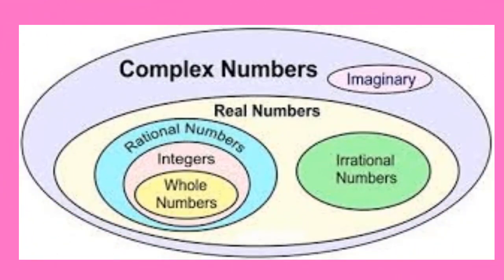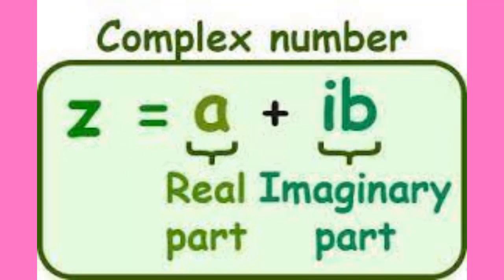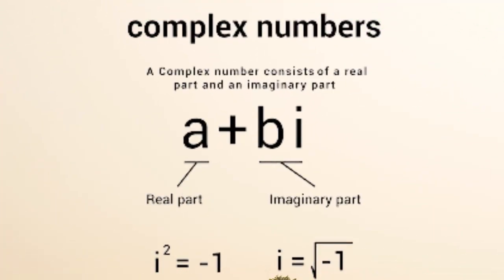What are complex numbers and why are they so important in mathematics? Let's find out. A complex number is a number that can be expressed as a + bi, where a and b are real numbers and i is the imaginary unit, which is defined as the square root of -1.